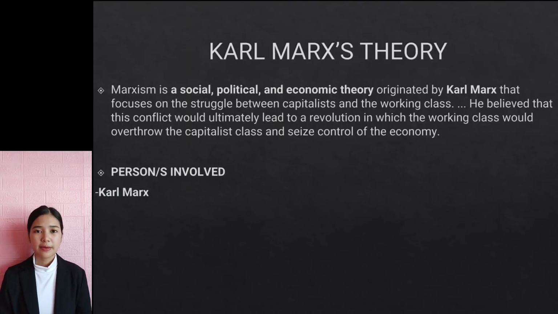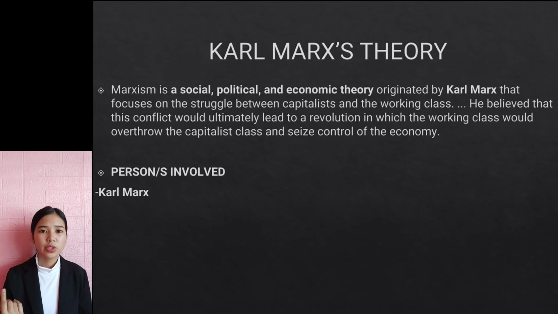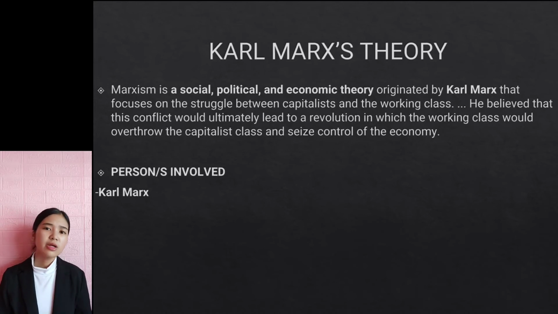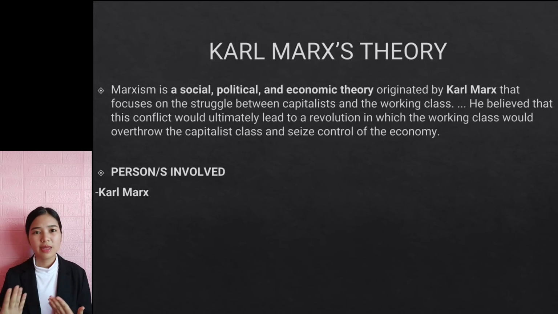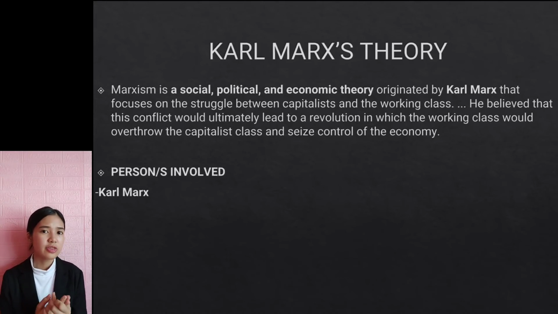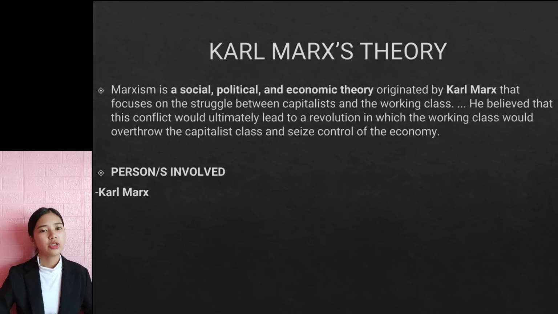So next is Karl Marx's theory. Marxism is a social, political, and economic theory originated by Karl Marx that focuses on the struggle between the capitalist and working class. He believed that this conflict would ultimately lead to a revolution in which the working class would overthrow the capitalist class and seize control of the economy. Marx's most popular theory is historical materialism, arguing that history is the result of material conditions rather than ideas. He also believed that religion, morality, social structures, and other things are rooted in economics. In his later life he was more tolerant of religion.